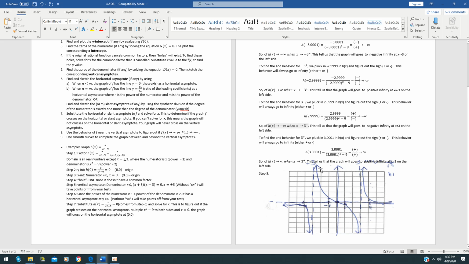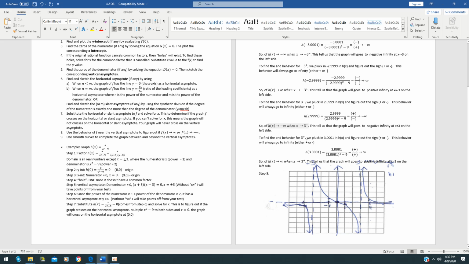So now we know that this one goes upward, this one goes downward, and we have 0, 0 as the x and y intercept, so we know this graph looks like a negative of a cubic function here. So this is how we figure out the middle part of this.